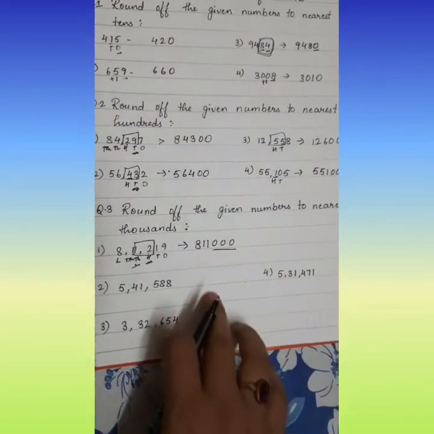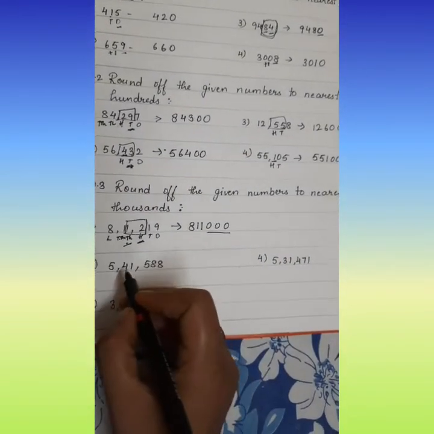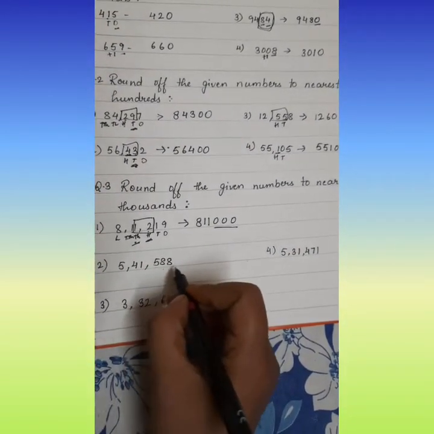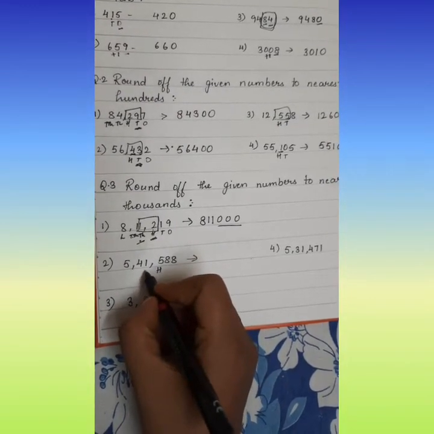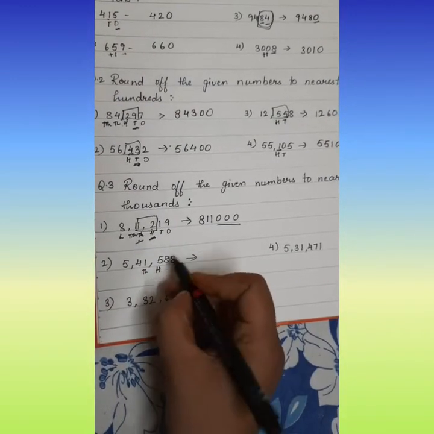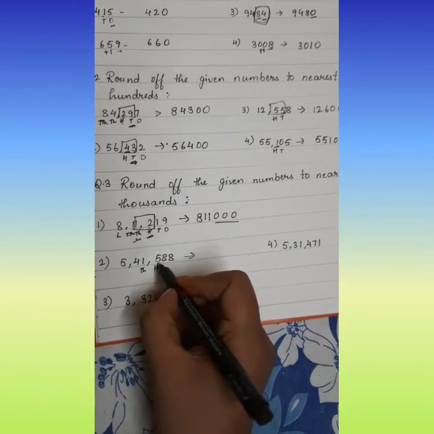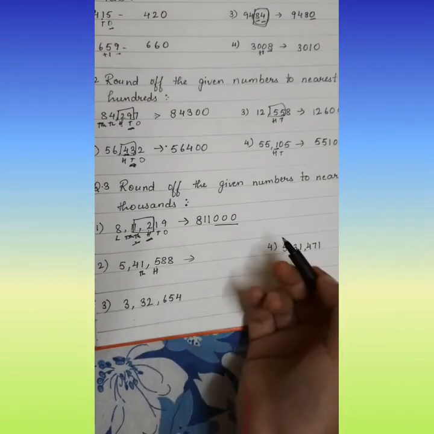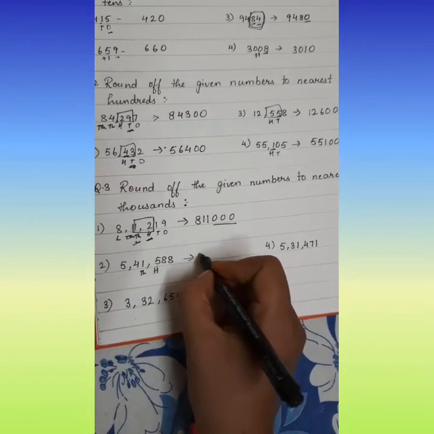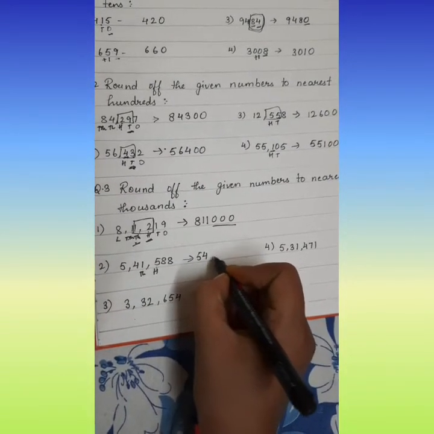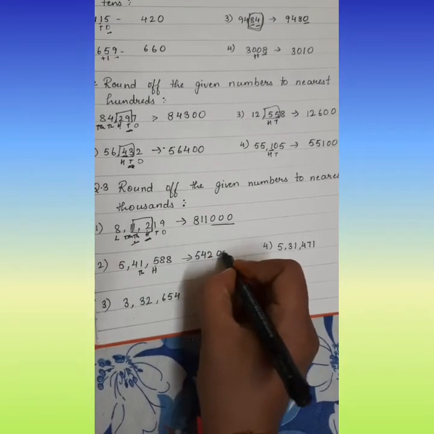Okay. Next is 5,41,588. At 100 position 5 is there, at 1000 position 1 is there. 5 or more than 5, we know we have to round up the number, so 1 will be added to this, so this will become 542,000.